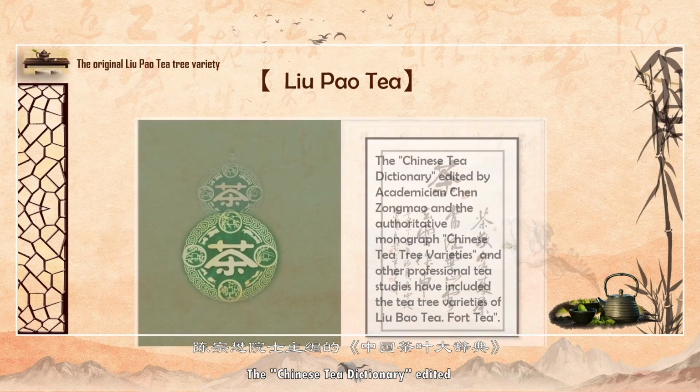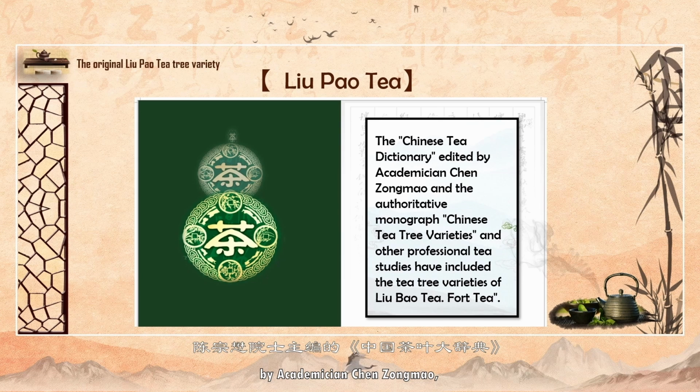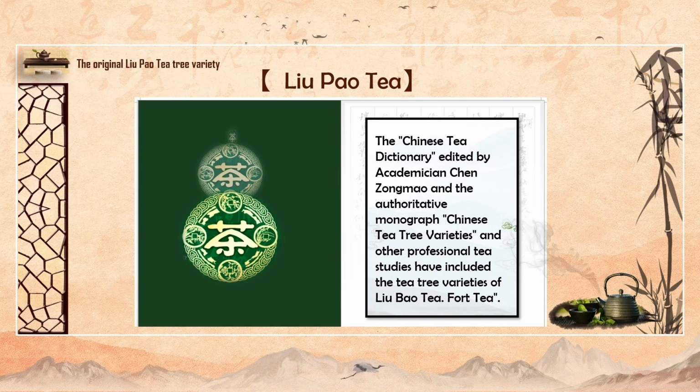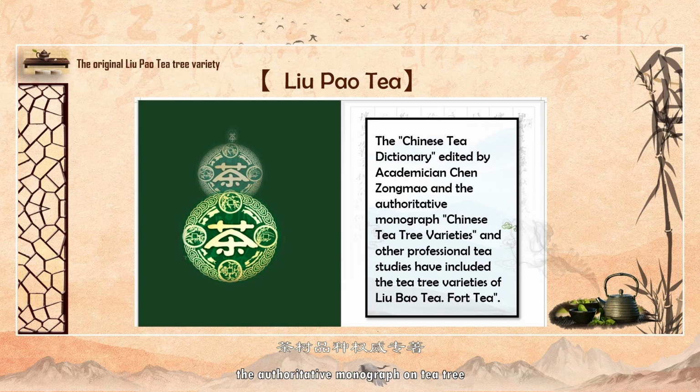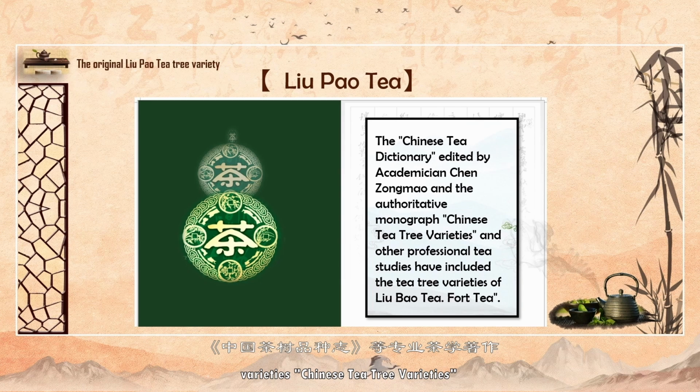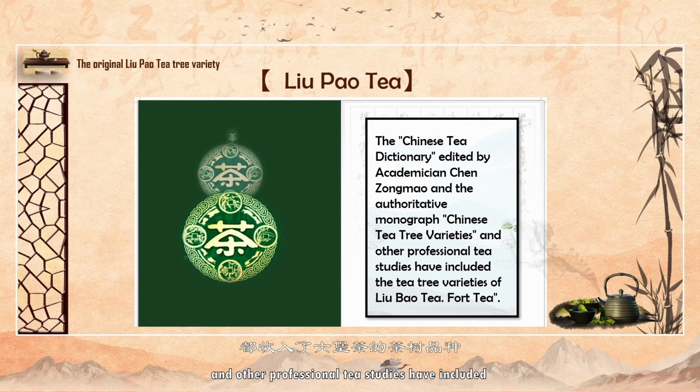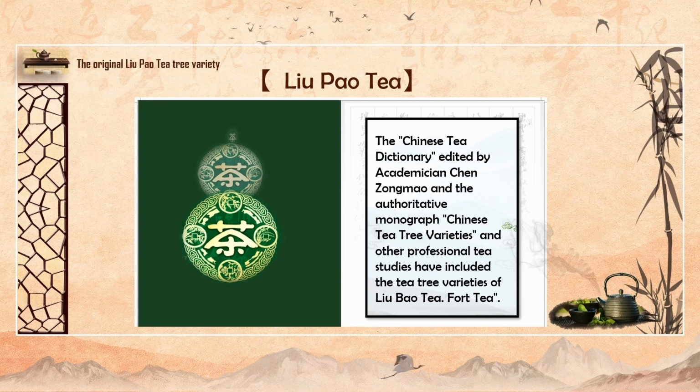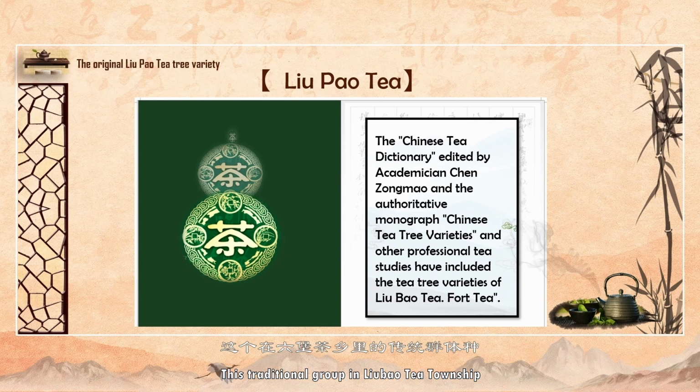The Chinese Tea Dictionary, edited by academician Chen Zongmao, the authoritative monograph on tea tree varieties, Chinese Tea Tree Varieties, and other professional tea studies have included the tea tree variety of Liu Bao tea. This traditional group in Liu Bao tea township is named Liu Bao tea.